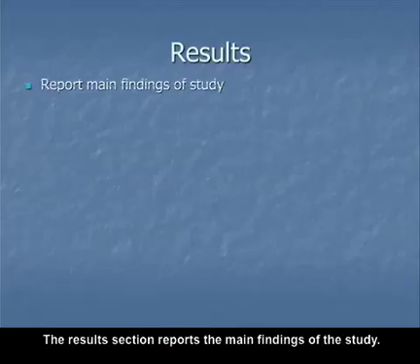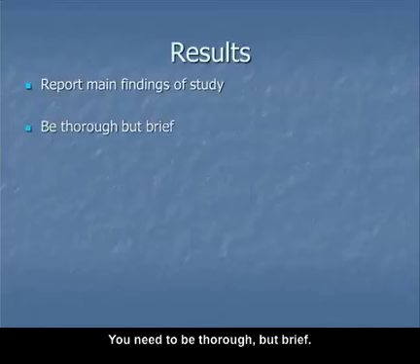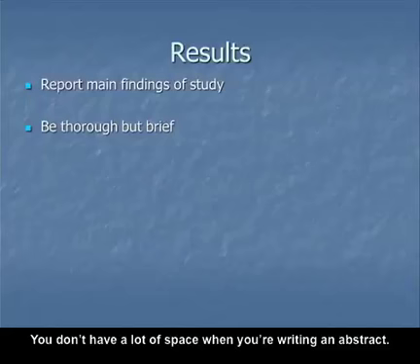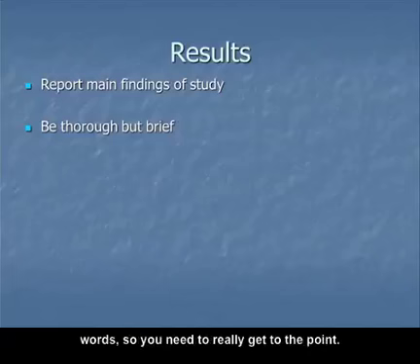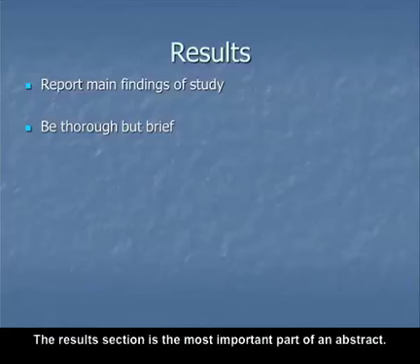The results section reports the main findings of the study. You need to be thorough but brief. You don't have a lot of space when you're writing an abstract. In some journals or for some conference proceedings, it may be less than 250 words. So you need to really get to the point. The results section is the most important part of an abstract.